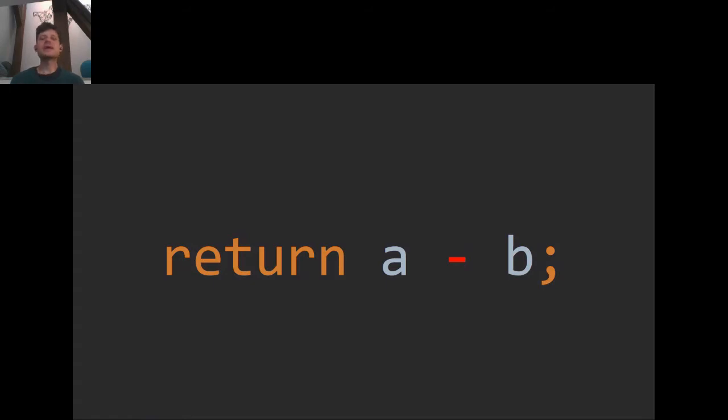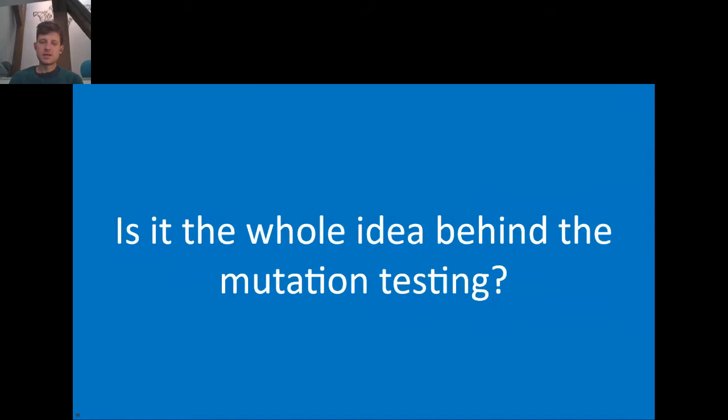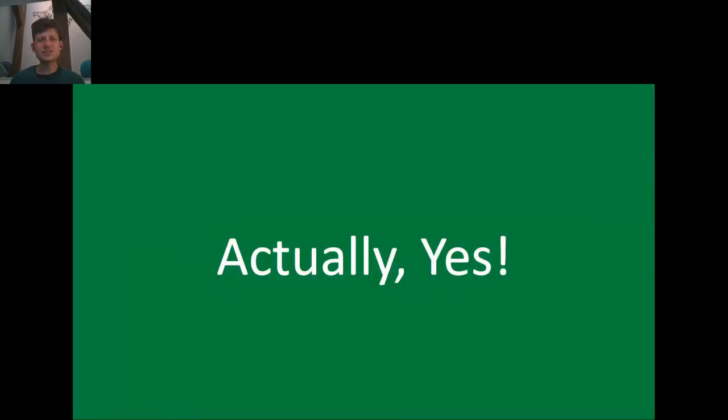Now we can run our test suite against this code, and our test should fail. If our test does not fail, it means that our test is useless. It does not even detect a bug. We changed plus to minus, and tests are still green. So something is definitely wrong. And this is the whole idea behind mutation testing: we change the code and run the tests. That's the whole idea of mutation testing.